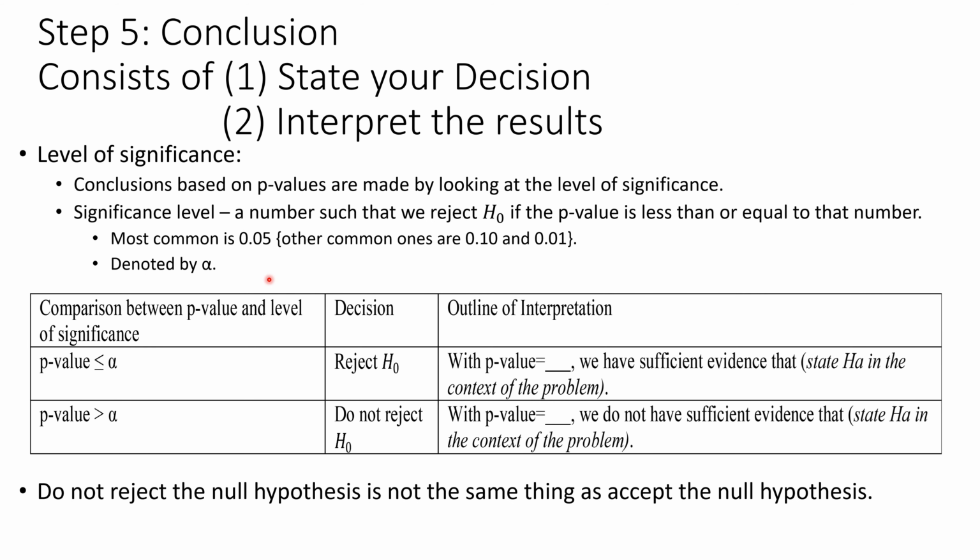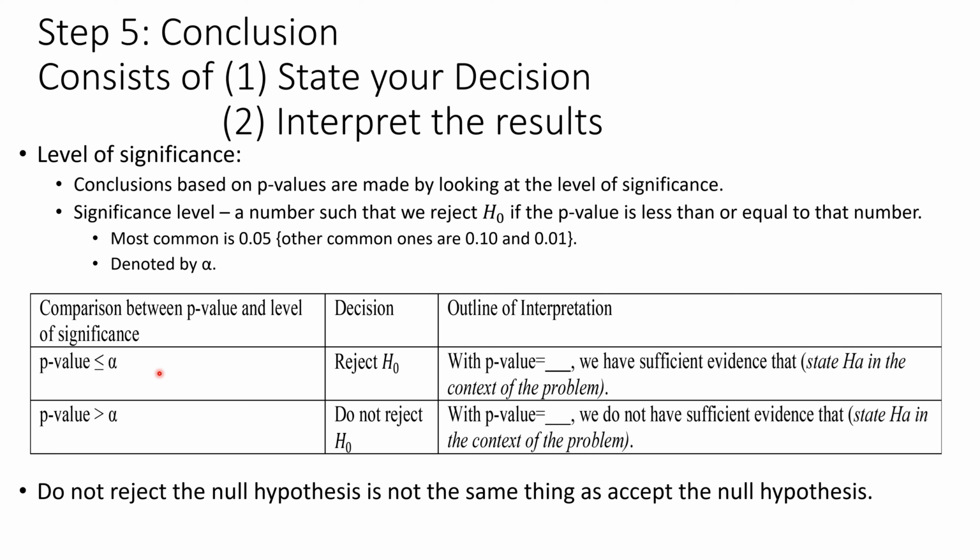Step 5. Make conclusion. Making a conclusion consists of stating your decision and interpreting the results. Recall the level of significance. Conclusions based on the p-values are made by looking at the level of significance. The significance level is a number such that we reject the null hypothesis if the p-value is less than or equal to that number. The most common level of significance is 0.05. Other common ones are 0.1 and 0.01. The level of significance is denoted by alpha.